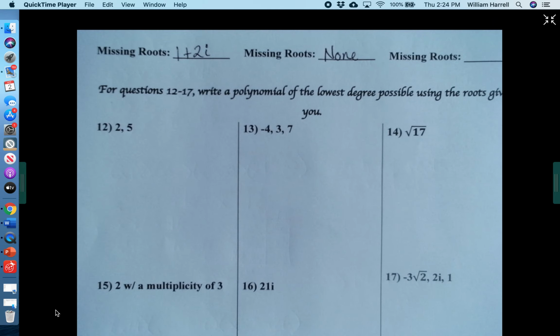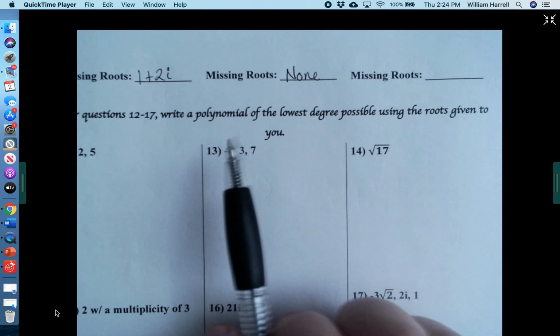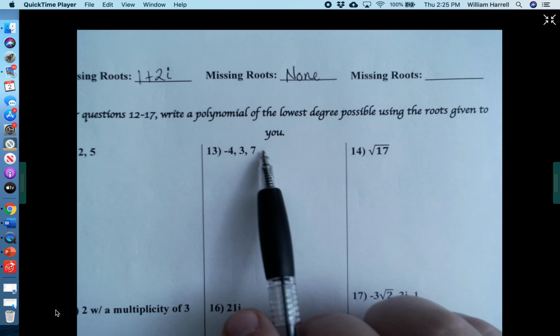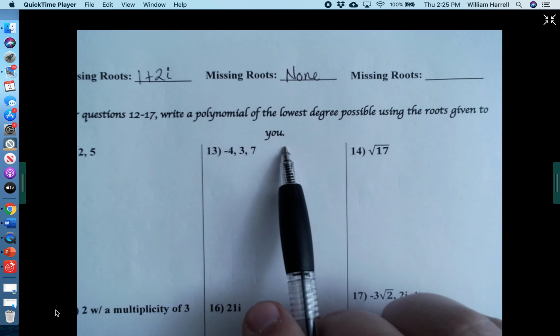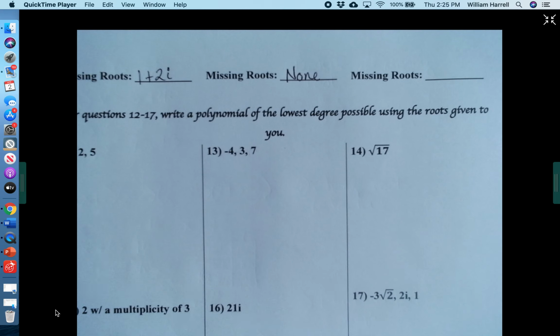Okay. I just want to talk about very briefly what we're doing. Lowest degree possible means the polynomial with the lowest amount of roots, and I could add more and it wouldn't be wrong, but this one is the only one that tells us. Okay. For number 15, this is going to trick up a bunch of y'all on your final exam.